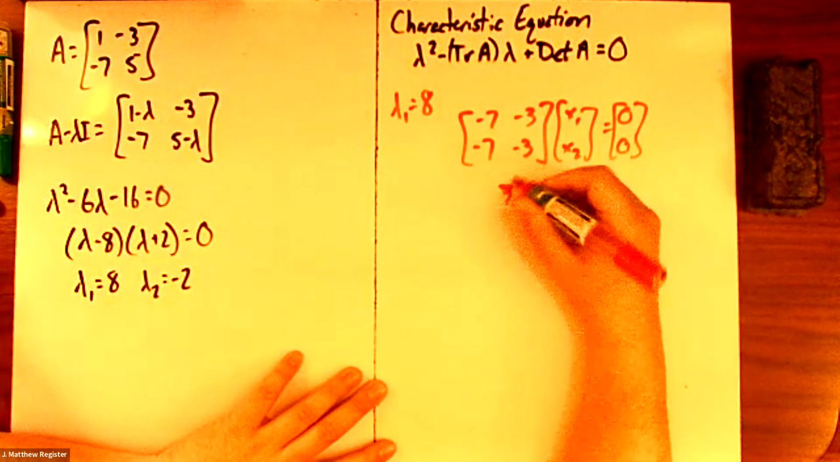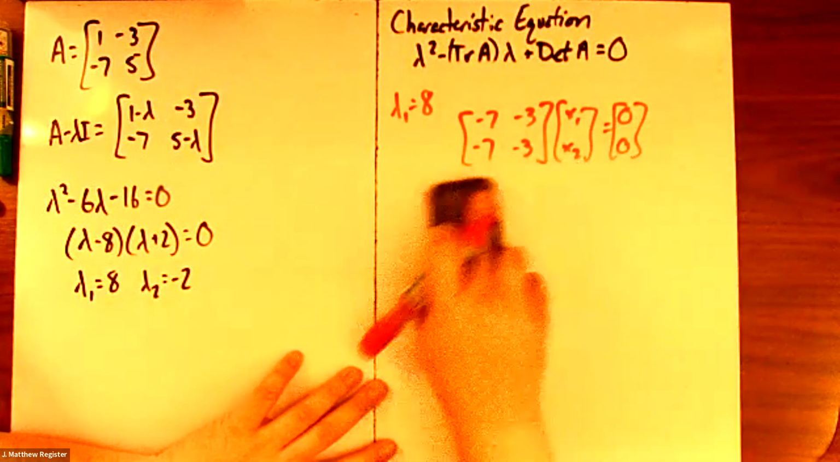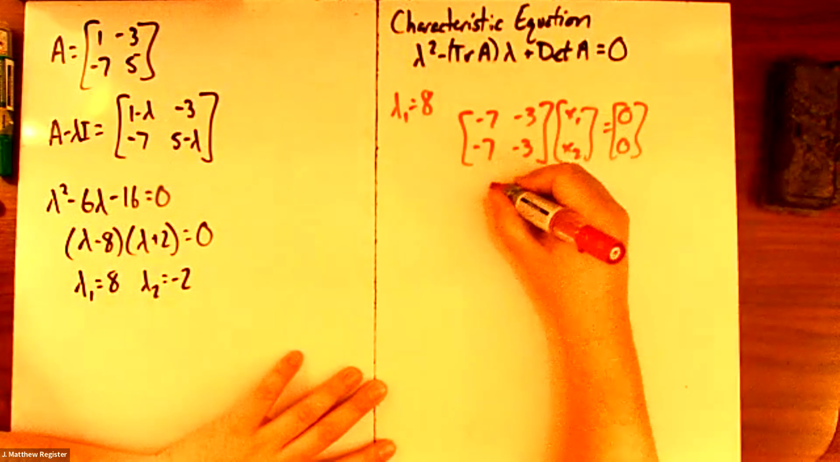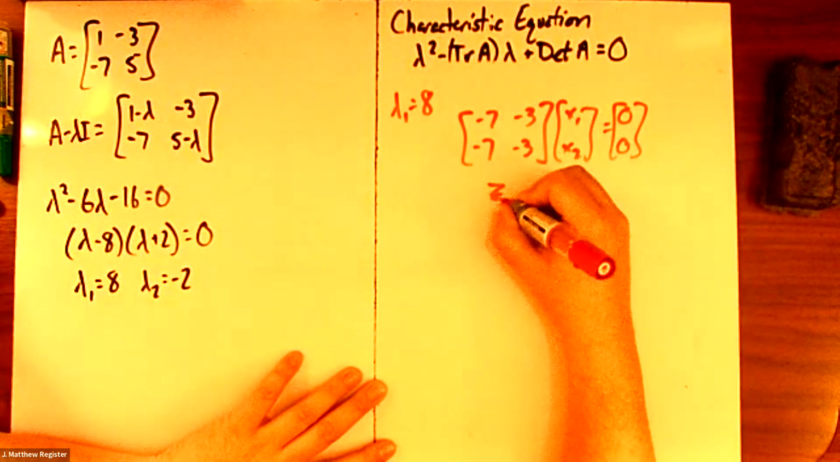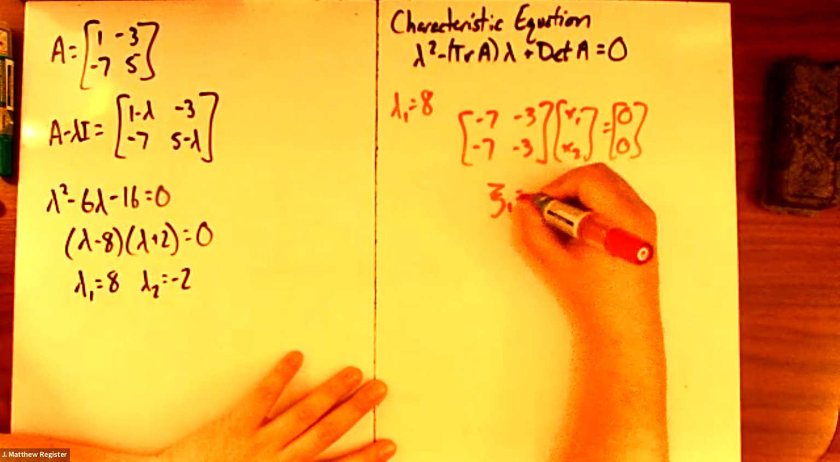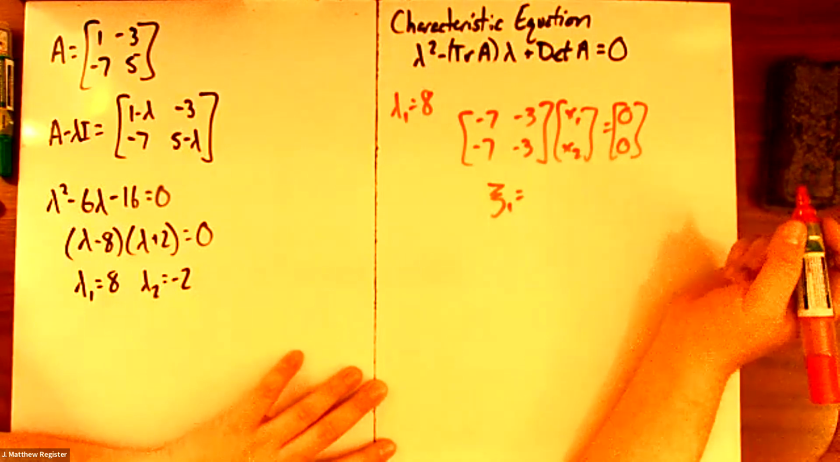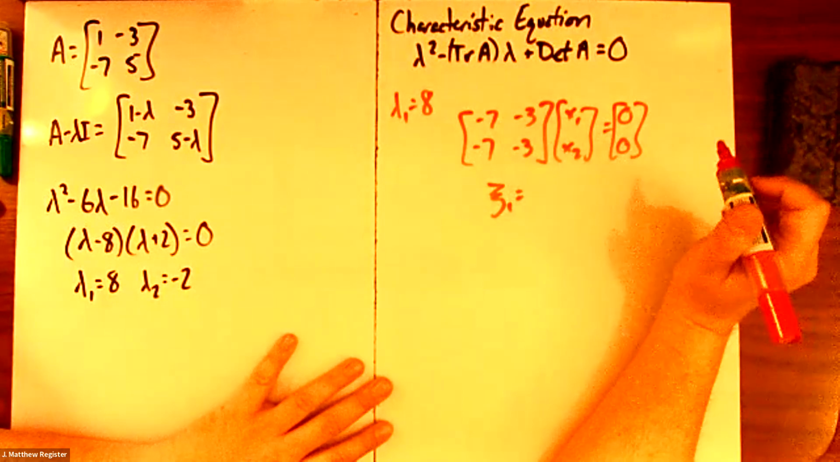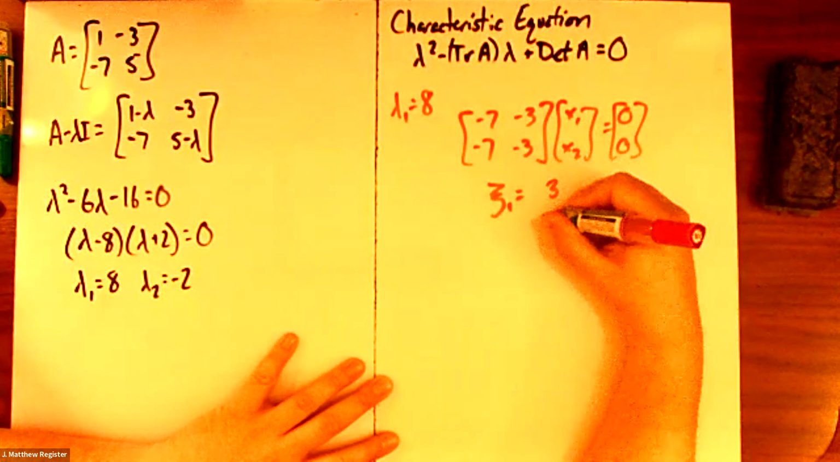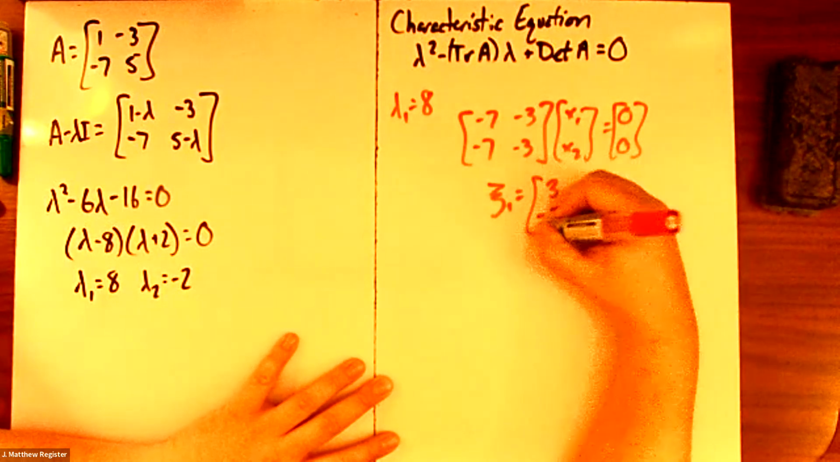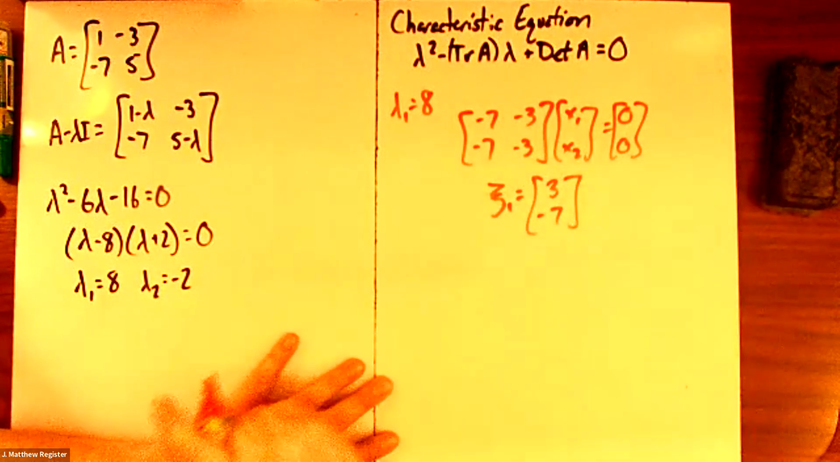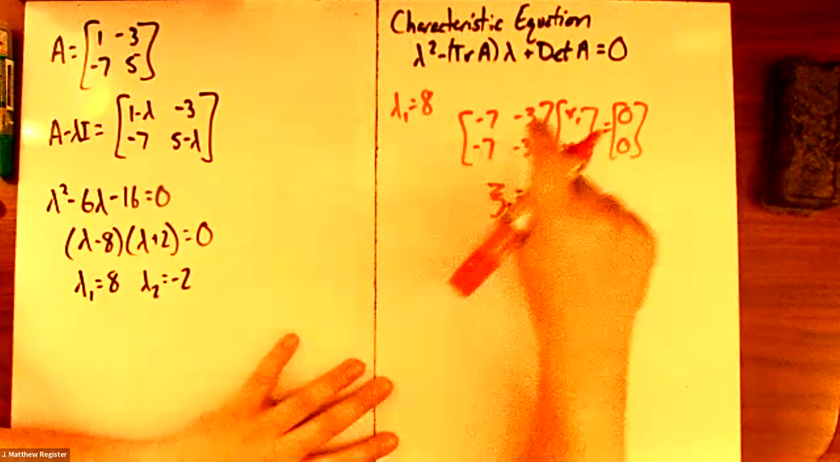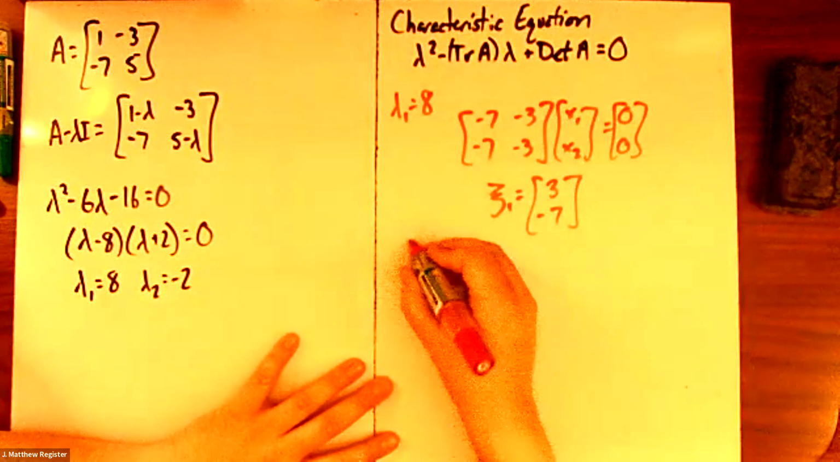So that is an ugly eigenvector. Drawing ugly eigenvectors is a specialty of mine. There we go. So our first eigenvector, well, looking at this, the -7 and -3, if we were to make this a 3 and a -7, that should do it. Give us a -21 and a +21.